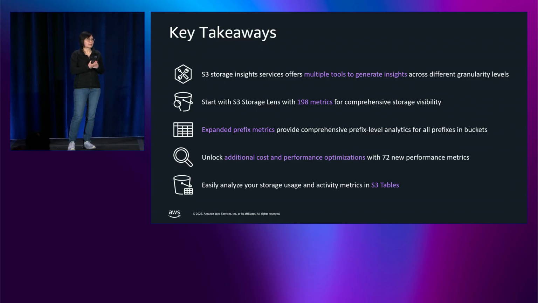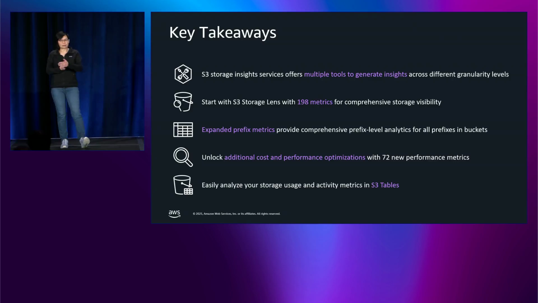The free metrics are a great way to get started, but you can also experiment with the advanced metrics. For customers who have a larger footprint or want that granular visibility, expanded prefix metrics can be opted into so that you can get 50 depth for your prefixes and unlimited prefixes. There are additional cost and performance optimizations that you can get from the 72 new performance metrics that are included in the advanced tier. Last but not least, have a look at the S3 Tables export if you want to take a look at natural language processing or take advantage of the analytics tools that are available to us. So hopefully that gives you a good place to start.